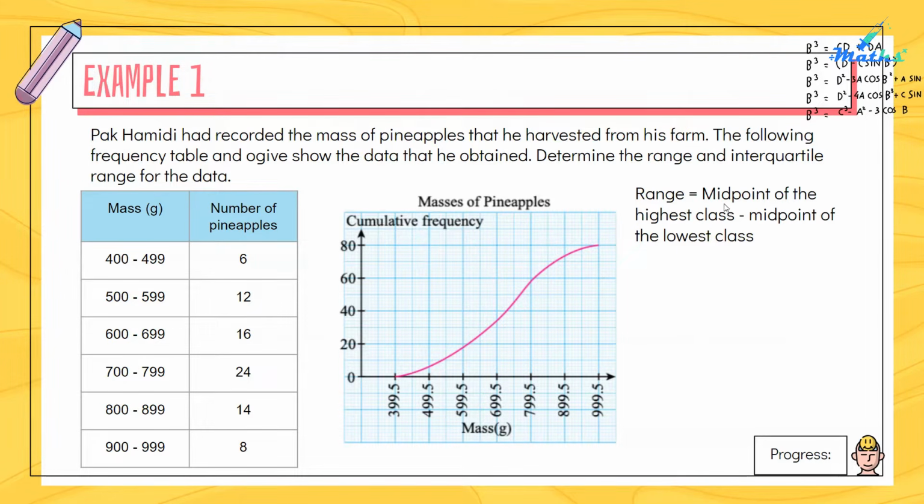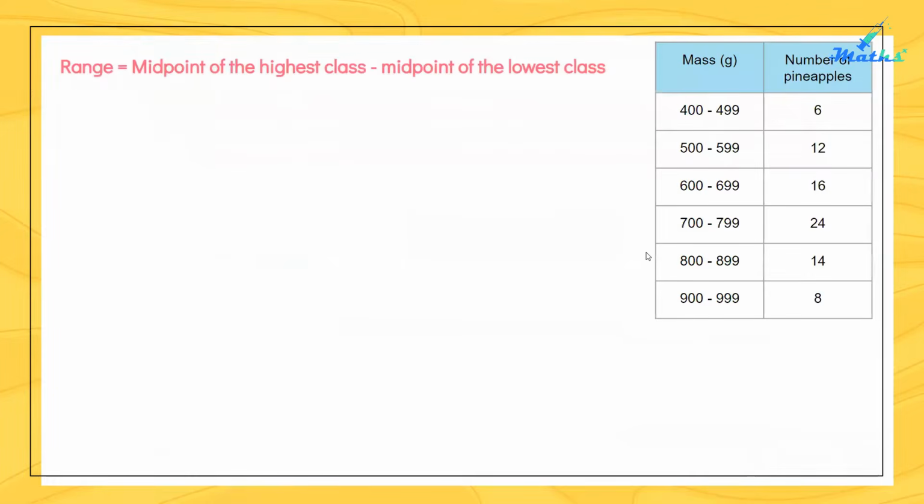How do we count the range? The range is the midpoint of the higher class minus the midpoint of the lower class. So what is the midpoint of the higher class? It's 900 up to 999. So we take 900 plus 999 divided by 2, minus the midpoint of the lower class, 400 to 499. So 400 plus 499 divided by 2. So we get 949.5 minus 449.5 and we get 500 gram.